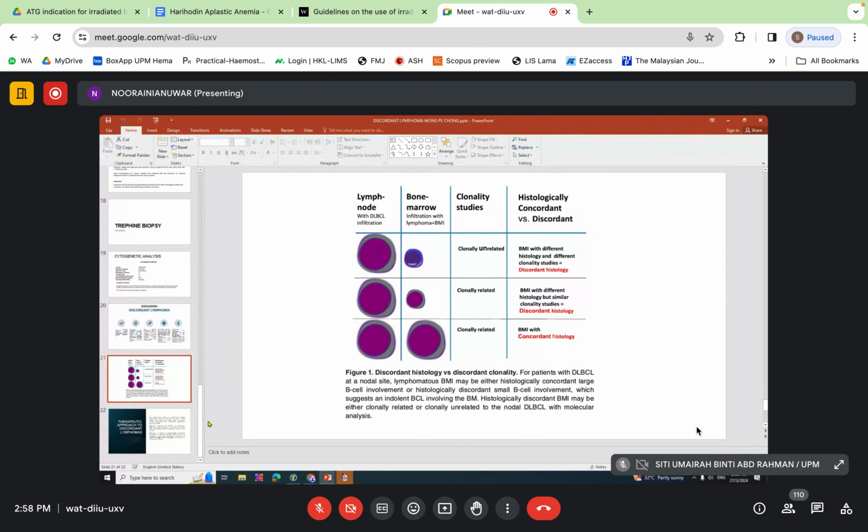Sorry, Prof. Cheong, I'm Shira from HTC. I would like to ask whether we can proceed with C-MYC and BCL2 on the trephine biopsy and relate that to their clonality? That will be good for publication if you can do that. Yeah, good idea. Maybe the trephine is still available. Maybe ask them to do genetic studies. The block should be able to do it.